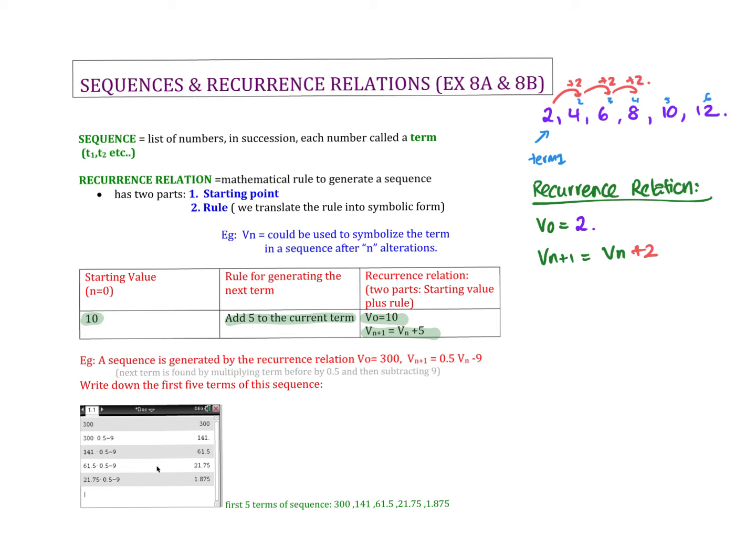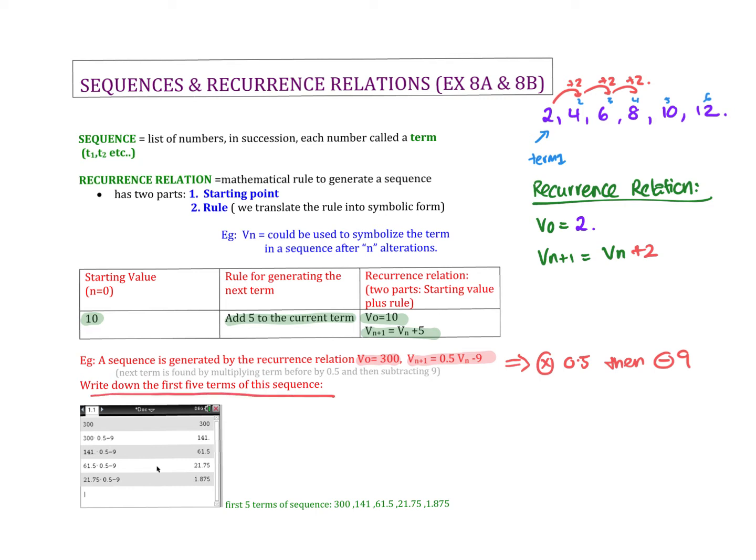So sometimes we might get a rule. So we've got this recurrence relation down here, and we've got V0 is 300. And here's the rule on how to get the next one. So what we're actually saying here, how we get the next one is we're going to multiply by 0.5. Then we're going to subtract 9. That's what the rule is saying. And then the questions will often ask you to write down the first 5 terms of the sequence.